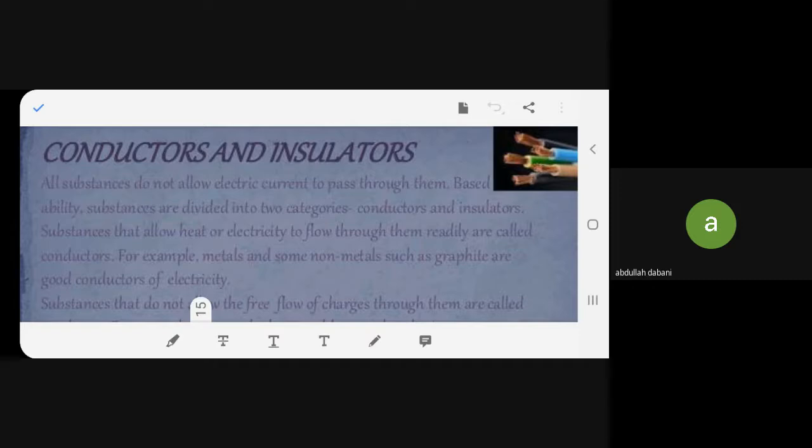That it allows heat and electricity to flow through them readily. They are called conductors, with no obstruction whatsoever. Examples are metals and certain non-metals, such as graphite. They are good conductors of electricity.